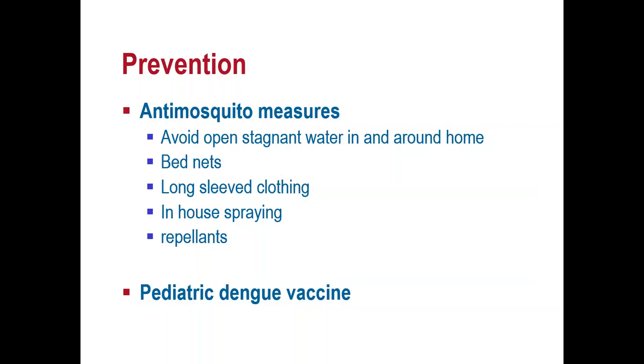So all that is about the prevention. How can we prevent the spread of dengue? Avoid mosquito bites and use mosquito measures. Avoid open stagnant water in and around the home. Use bed nets, long-sleeve clothes in the house, spraying repellents, and pediatric dengue vaccination.